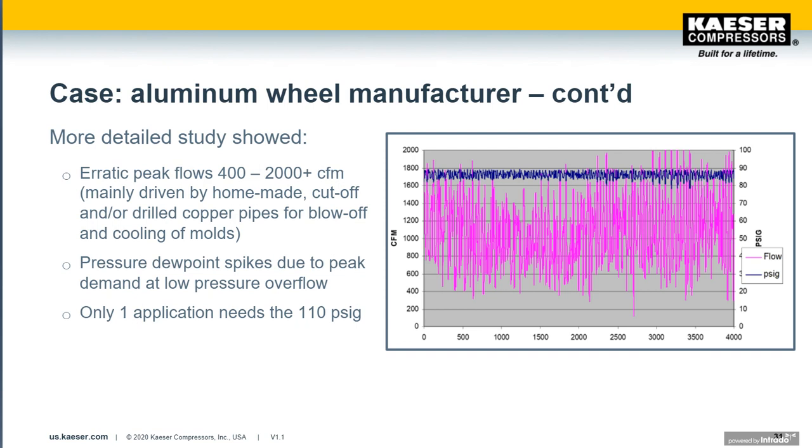On top of that, the dryer was overloaded during those low pressure, high flow times. At the time, they had only one wet tank, and that just pulled that wet air through the dryer way too fast. It was confirmed, only the X-ray machine needed the 110 higher pressure.